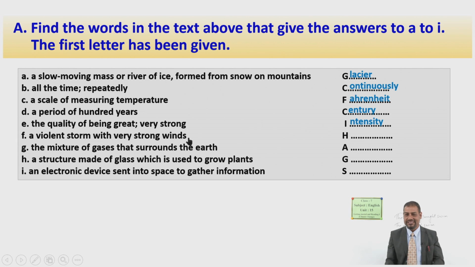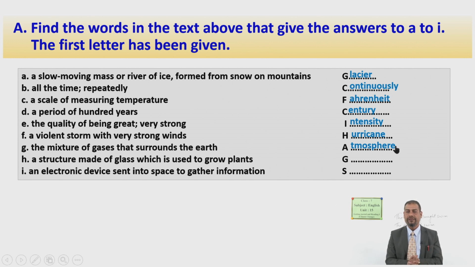Now next, F, a violent storm with very strong winds. I have shown you the picture also. That starts with H. What is it? Yes, you are right again. Hurricane. H-U-R-R-I-C-A-N-E. Hurricane. Okay. Next one is the mixture of gases that surrounds the earth. We have discussed about this word meaning. So what is it? Begins with A. Alright, dear students, you are correct again.